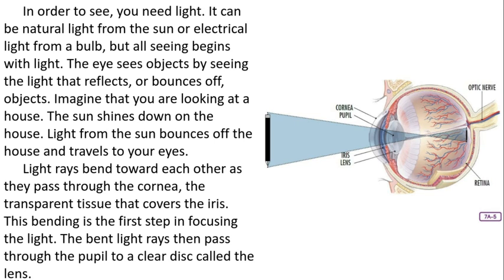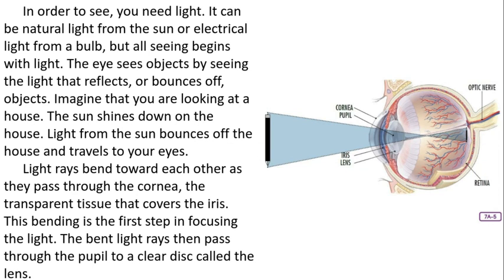The eye sees objects by seeing the light that reflects or bounces off objects. Imagine that you are looking at a house. The sun shines down on the house. Light from the sun bounces off the house and travels to your eyes. Light rays bend towards each other as they pass through the cornea, the transparent tissue that covers the iris. This bending is the first step in focusing the light.